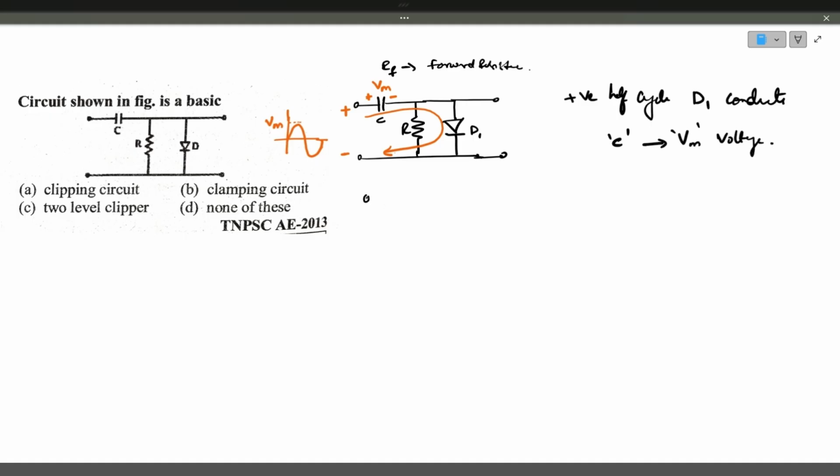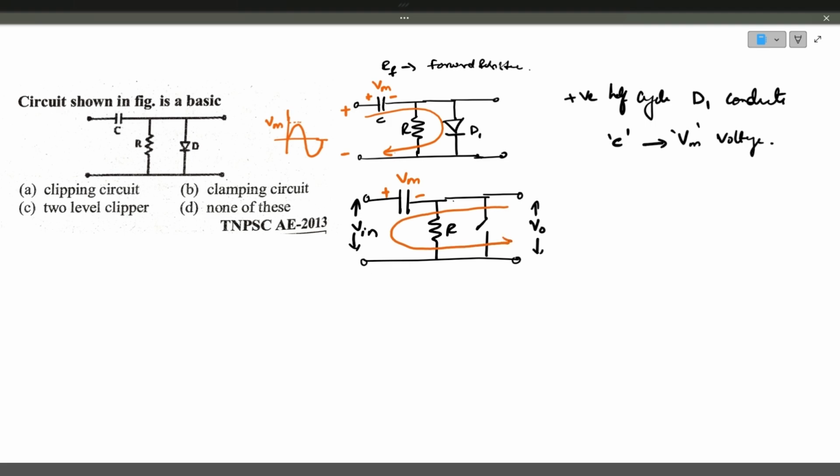So during the negative half cycle, the diode does not conduct, but the voltage across the capacitor will be there. There is a voltage across the capacitor like that, and the diode does not conduct. This is the resistor R. Diode acts like an open switch. So if you observe from here, this is input voltage Vin, and this is output voltage. Now if you apply KVL from this point, Vout will be minus Vm plus Vin.